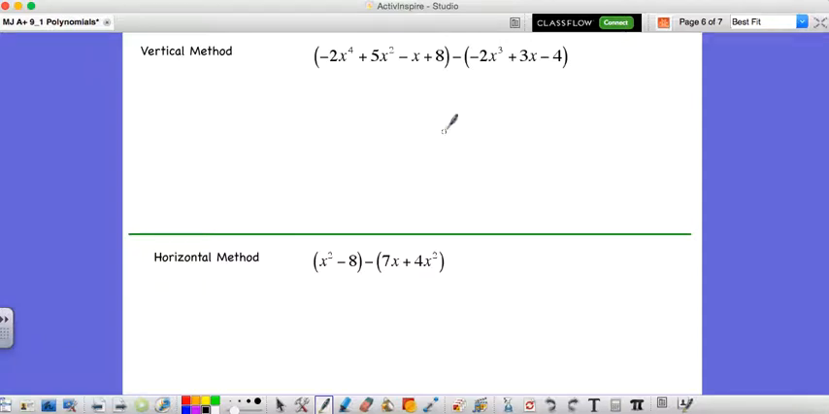So go ahead, if you have a piece of paper, go ahead and try this next one on your own. You can pause the video if you wish. Okay, so now I'm going to go through this one. We're going to add vertically in this case.